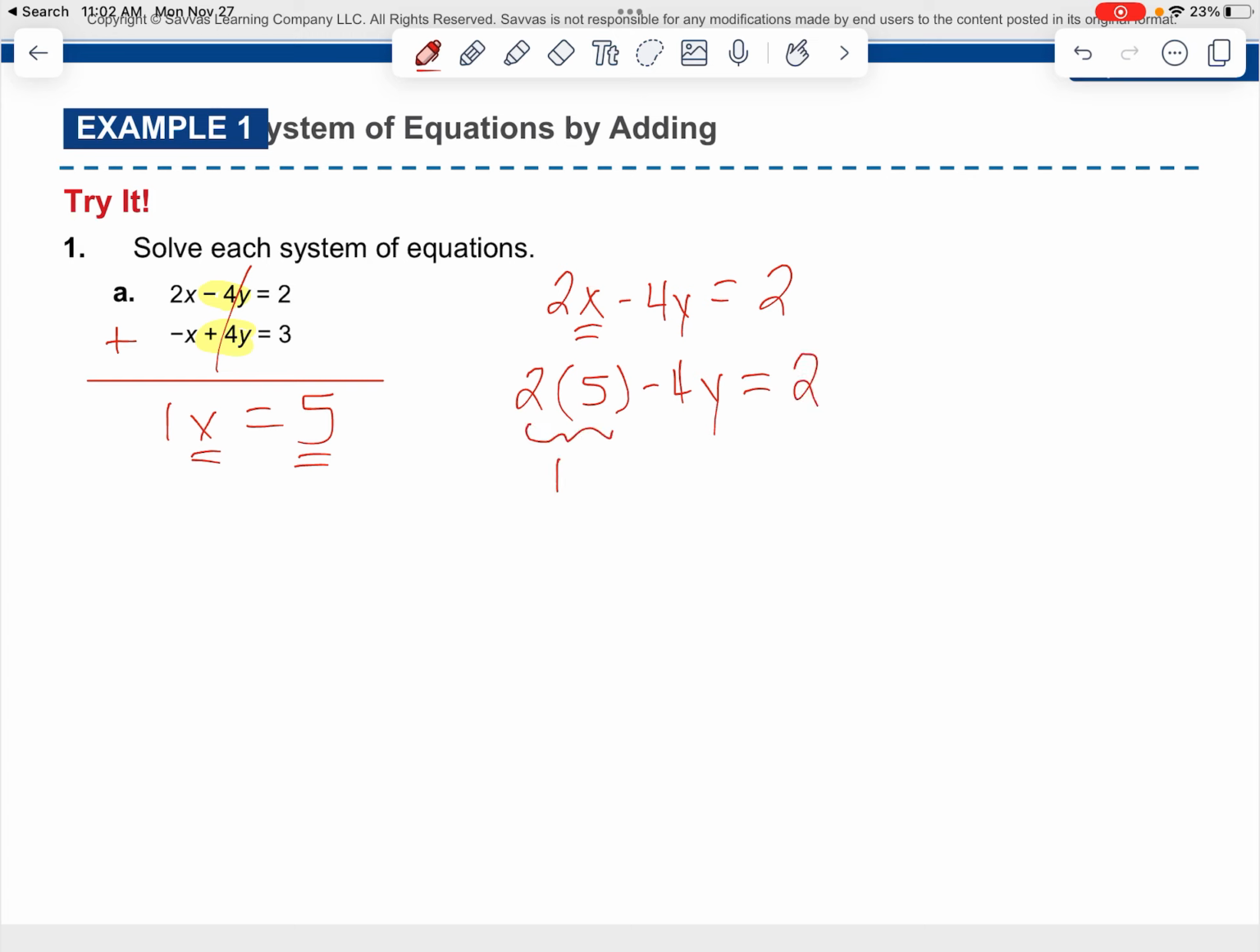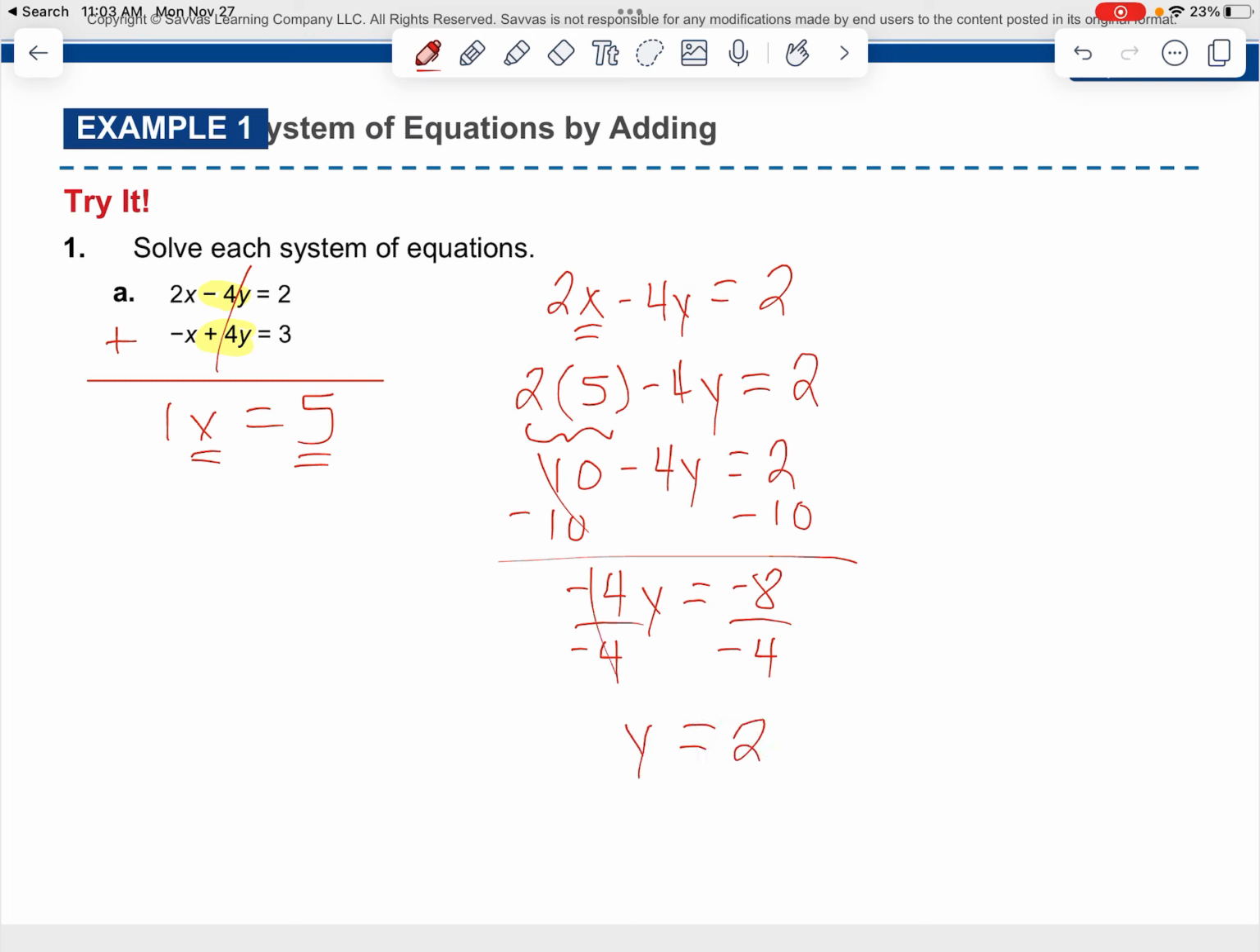2 times 5 is going to give us 10. We're then going to subtract 10 on both sides. Negative 4y is going to equal negative 8. And then we're going to divide by negative 4 on both sides. And we end up with a y of positive 2. So our ordered pair solution is 5, 2.